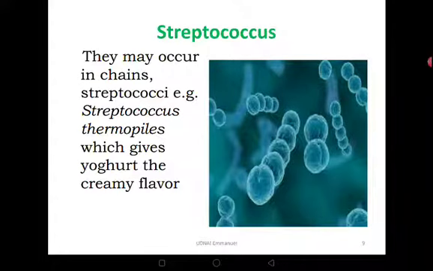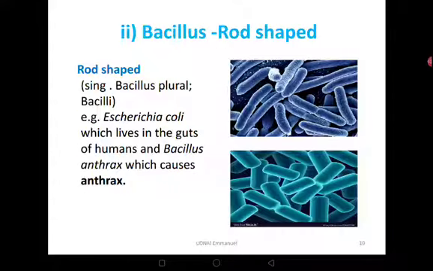So we can continue to look at the cocci there. This one is a streptococcus. Those you are seeing there are streptococci. They are in chains. I hope you can now differentiate and tell which one is a monococcus, which ones are diplococci, streptococci, staphylococci, tetrads, and so on. So our dear students, the second class of bacteria based on shape is the bacillus.